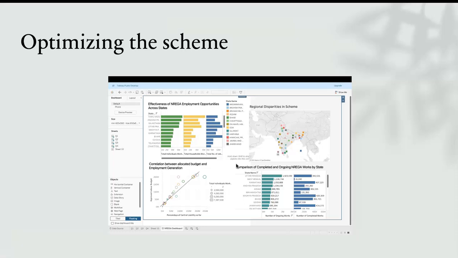Then next, coming to optimizing this scheme, I have taken all the graphs you have seen before into one, that is, I created a dashboard, and here we can optimize the scheme by taking some actions. Regarding regional disparities, we need to allocate the budget equally for all the states based on the population, and we need to take care of all the people equally, including those who are inactive. There are so many job cards issued among the states, and the people also need to work according to the job cards issued, and they are to be active in this scheme. That will help them a lot to get the employment.